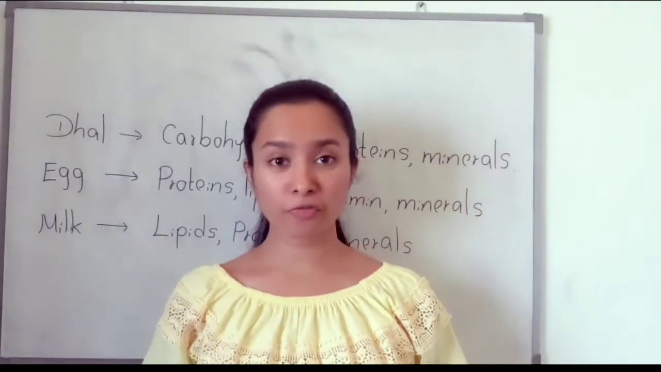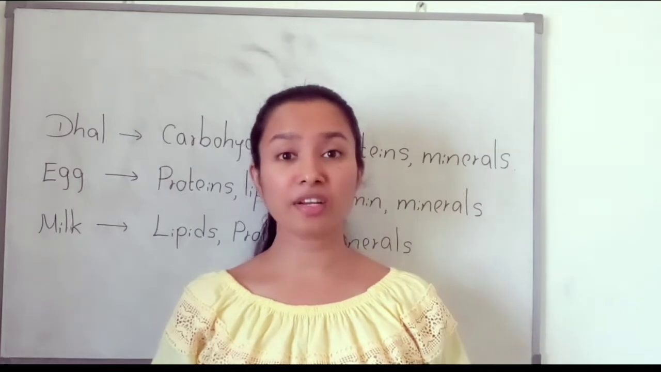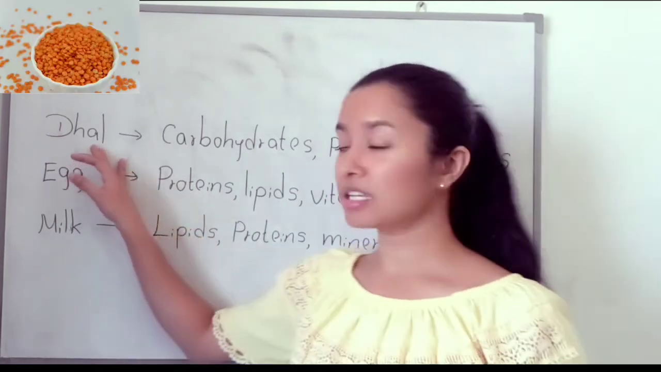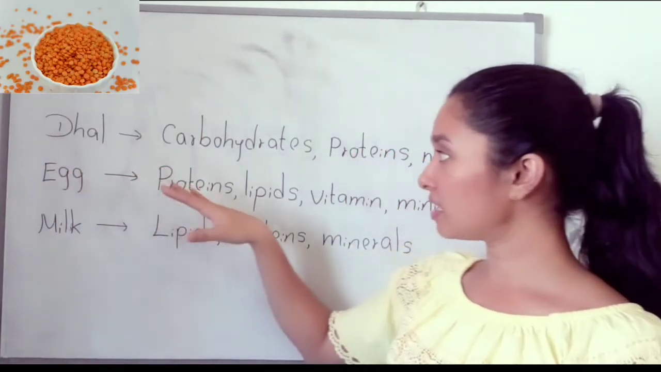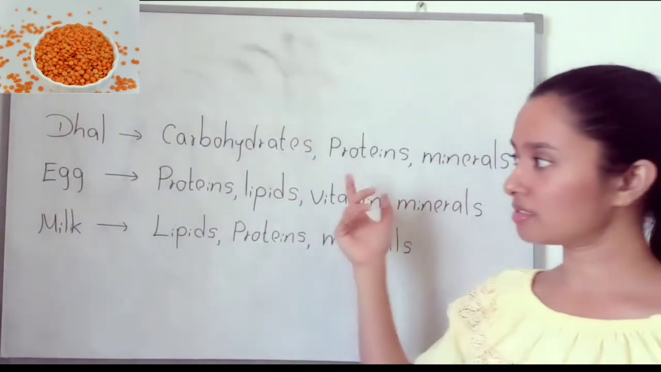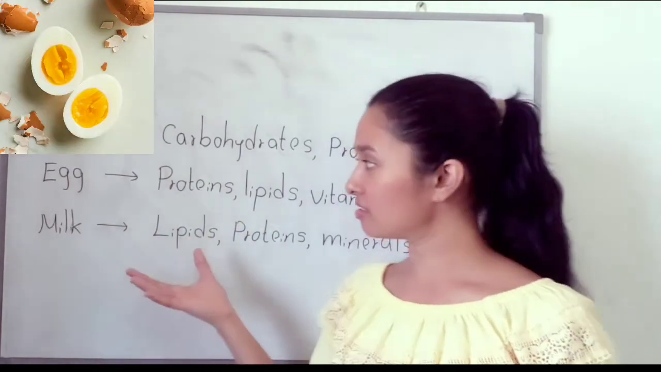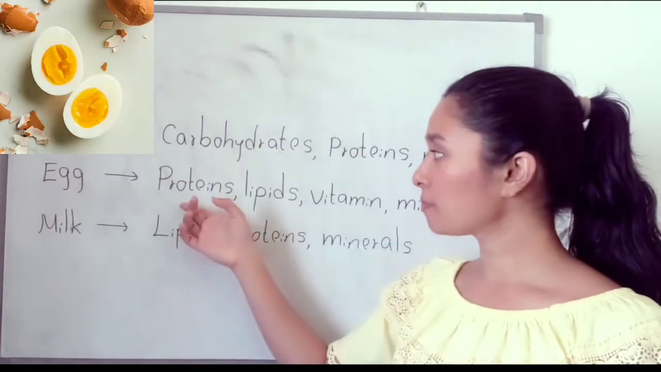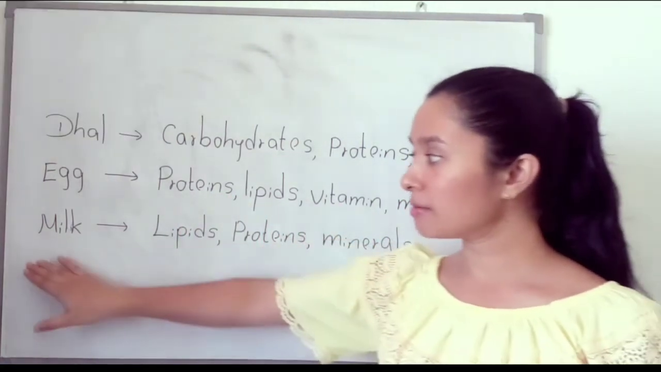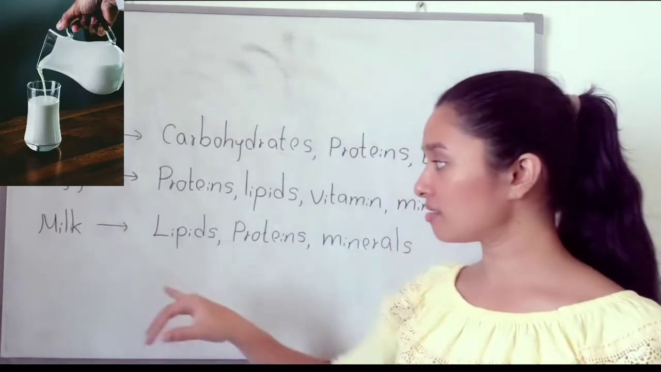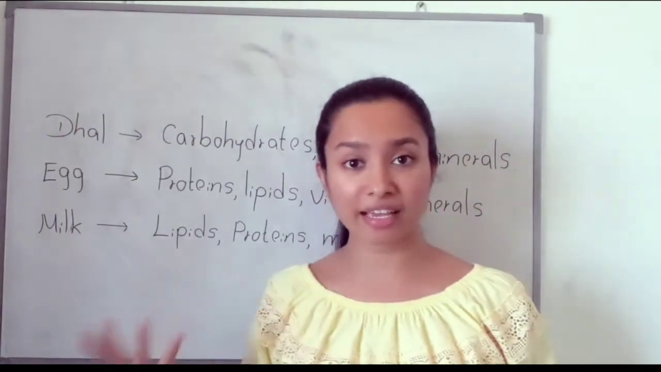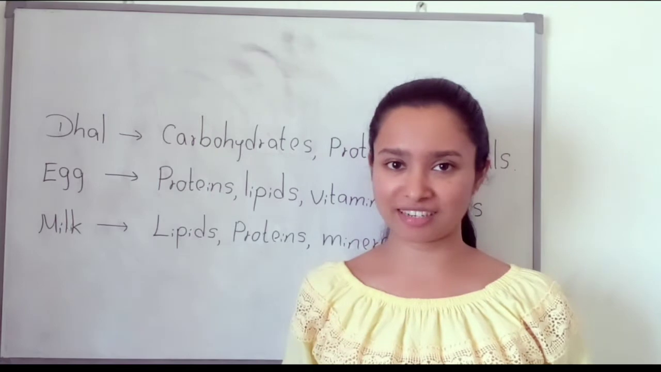Okay. Most of the food items are rich in different nutrients, not only one nutrient. Think about dal. It contains carbohydrates, proteins and minerals, different nutrients. And we can take an egg. An egg contains proteins, lipids, vitamins and minerals. Then milk. Milk contains lipids, proteins and minerals. Likewise, most of the food contain different types of nutrients.